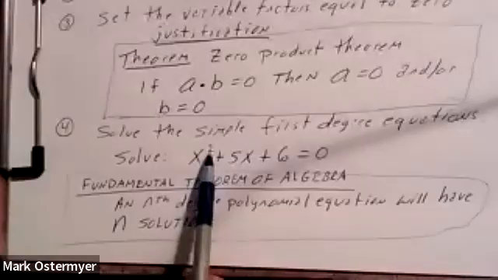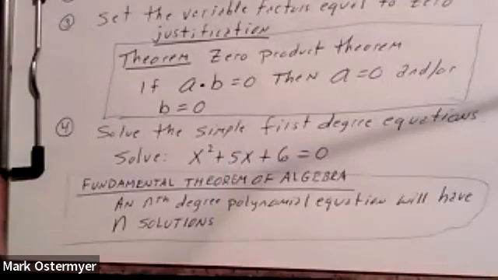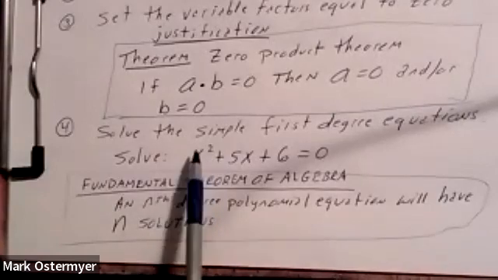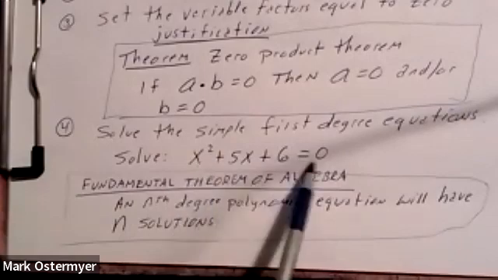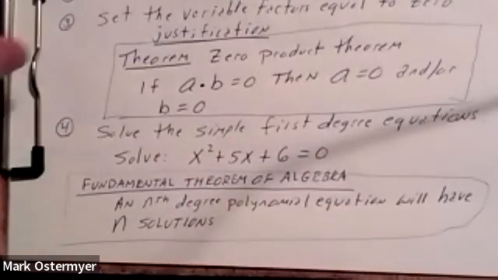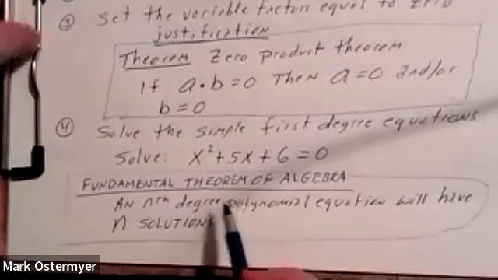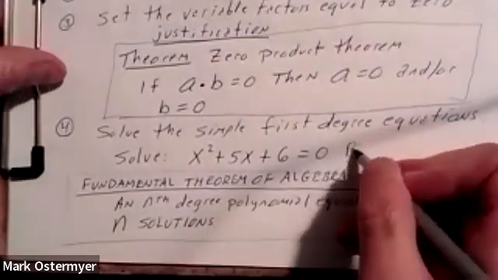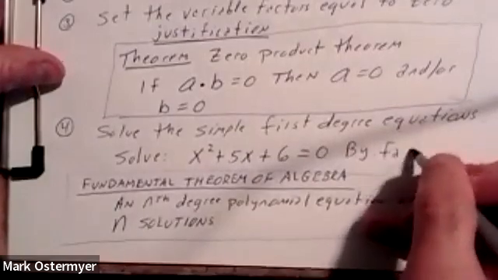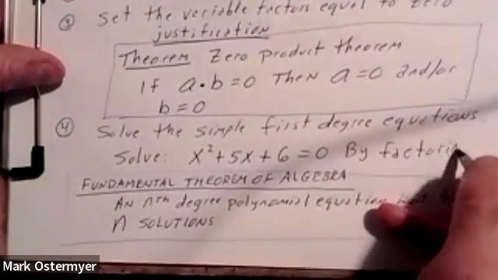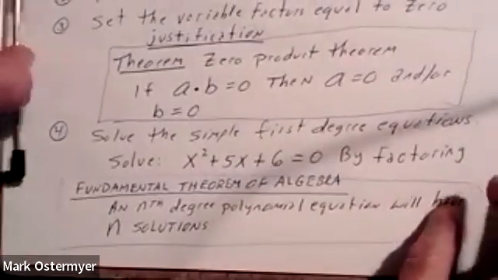Two. It's going to have 2 solutions. When we get done, we're going to have 2 solutions to this equation, not 1, but 2. And these 2 solutions have to satisfy this equation. Okay. How do we solve this equation for its 2 solutions? Well, we're going to factor by using our factoring technique. We're going to solve this by factoring.